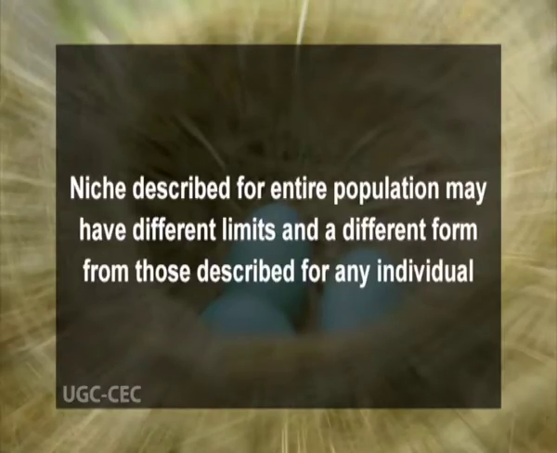The niche position and niche form of the population or species is derived as the envelope of the separate niches of its component organisms, and because of the variability between different individuals within such a population, the niche described for the entire population may have different limits and a different form from those described for any individual.